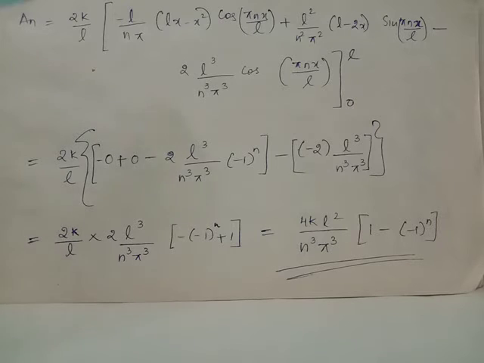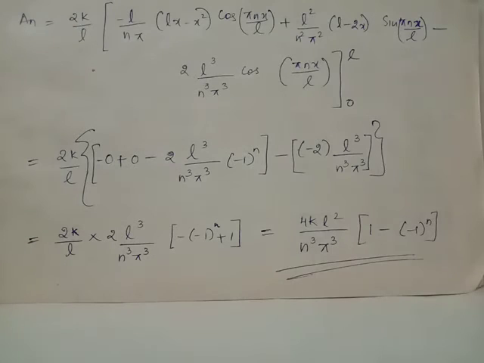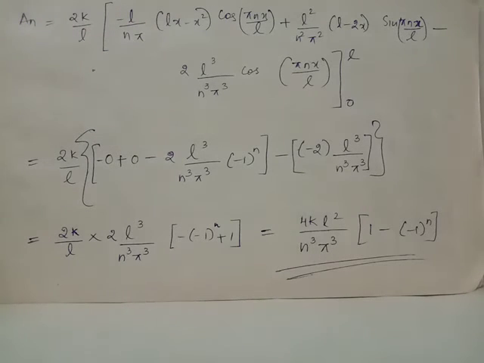When you give x equals L here, it becomes L square minus L square, which gives the answer as 0. When you give x equals 0, again you get 0 minus 0, which is 0. Both application of upper and lower limit will make this first term 0. When you give the upper limit x equals L here, this becomes sin(n pi), which is 0. When you give the lower limit x equals 0 here, again it becomes 0. The second term is also 0 when you give upper and lower limit.